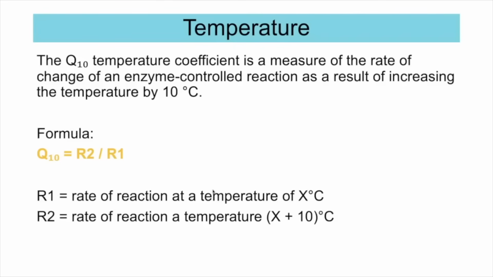Now, the Q10 temperature coefficient is a measure of the rate of change of an enzyme-controlled reaction as a result of increasing the temperature by 10 degrees C. And the formula to work this out is R2 divided by R1. R1 is the rate of reaction at a temperature of X, and your X temperature is whatever your first temperature is. R2 is the rate of reaction at a temperature 10 degrees higher than the one you're comparing it to.